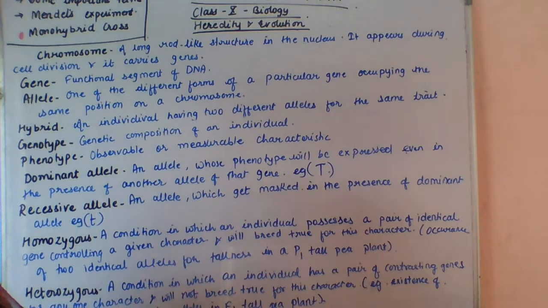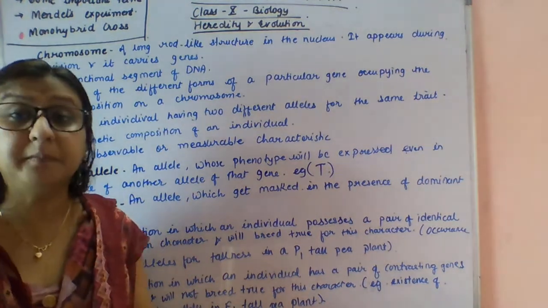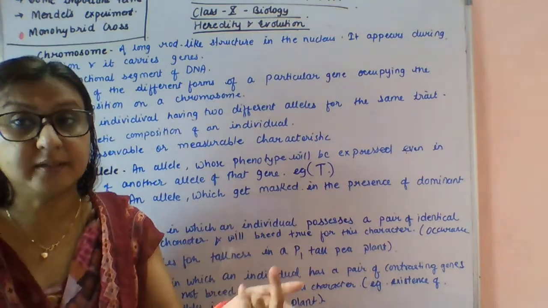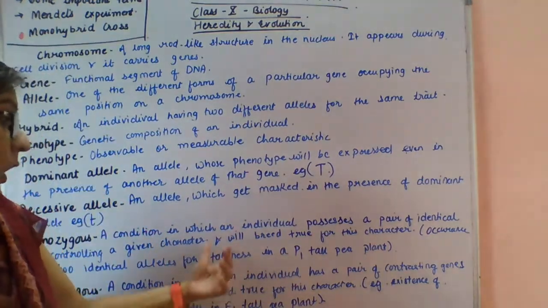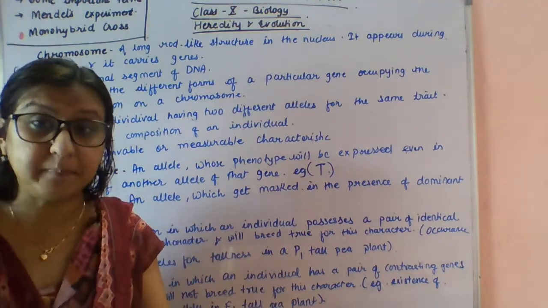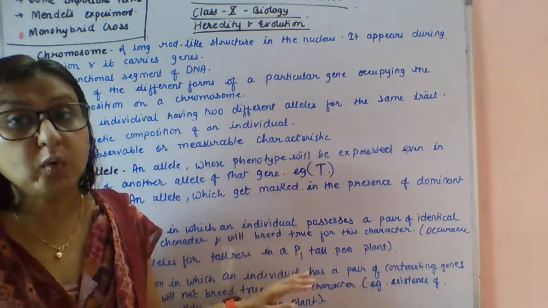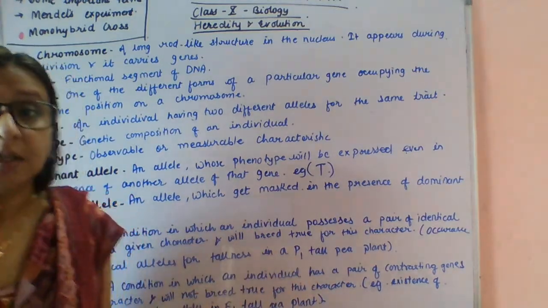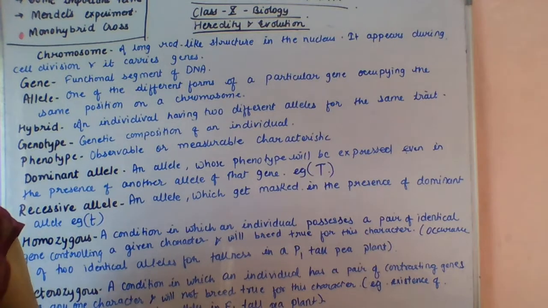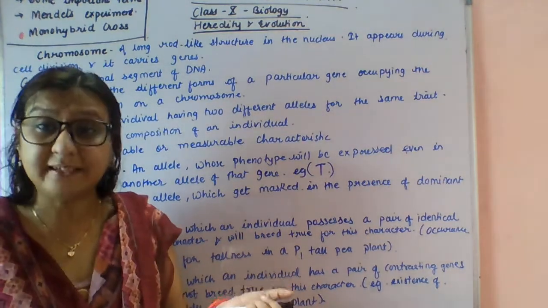So the existence of dominant and recessive alleles in the P1 plant. Here, both the dominant and recessive alleles are present. Here, only identical alleles are present, only the same alleles. Only the true-breeding characters were present. So these are all the terms, and one easy term is character.